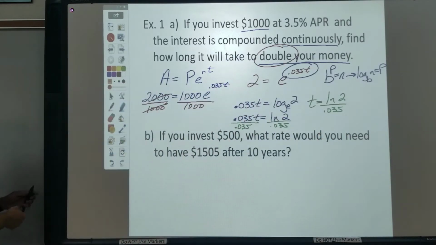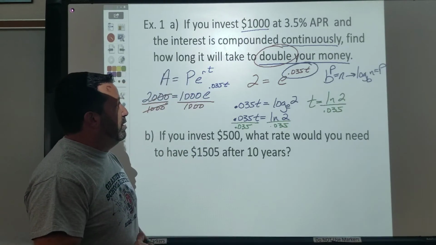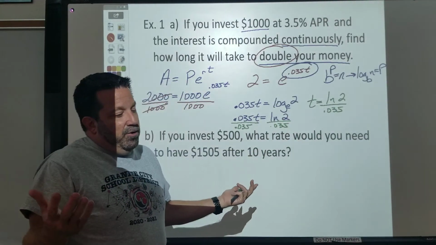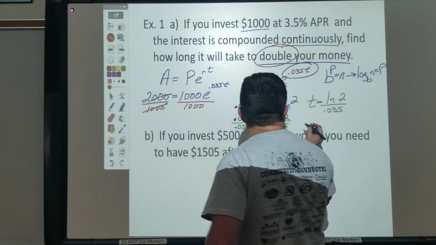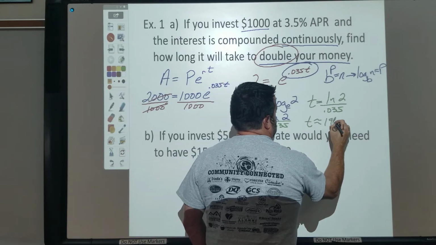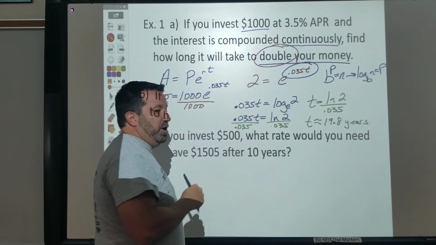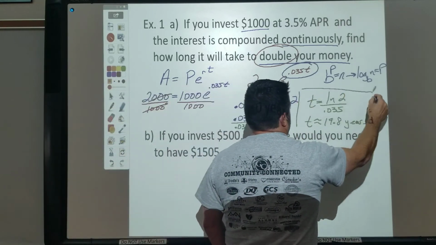But it doesn't really make a whole lot of sense to leave an answer like that. You know, this is where we have an example of why you'd want to get an approximate solution. Because if I told somebody it would take them the natural log of 2 divided by 0.035 years to double their money, they'd be like, I don't know how long that is. So we need to have an idea of what that actually is. So you grab your calculator and you take the natural log of 2 divided by 0.035, and that comes out to be approximately 19.8 years. So this is a time when it's appropriate to approximate my solution. So exact answer, approximate answer.